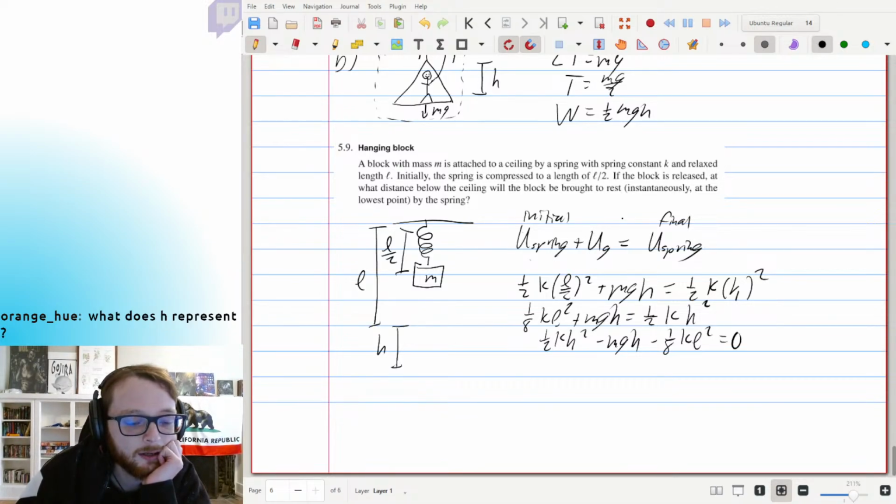H is whatever length beyond resting the spring extends to at the longest. That's what we want to solve for. It's, I guess, like the distance they're asking for in this question. Yeah, the amplitude. Yeah.